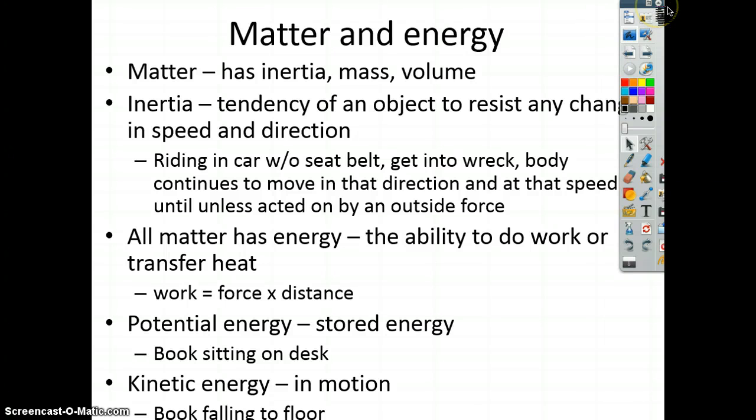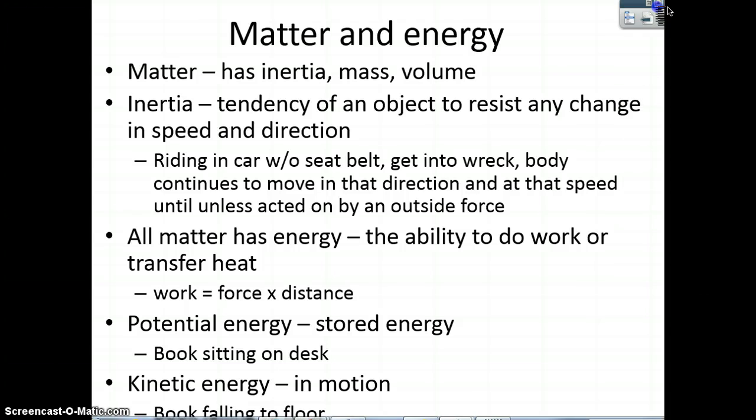Okay, the last thing we talked about was the different types of matter: homogeneous mixtures, heterogeneous mixtures, substances, etc. Well, now we're going to go into more detail about matter. Matter having energy. Again, the definition of matter is matter has inertia, mass, and volume.